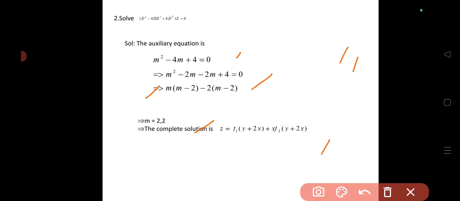m² - 2m + 4 = 0. So what are the roots we obtained? m = 2, 2. See, here the roots are real and also equal. So what is the structure we have to write here? z = f1(y + m1x) + x f2(y + m1x). What is m1 here? It is nothing but 2. So z = f1(y + 2x) + x f2(y + 2x).